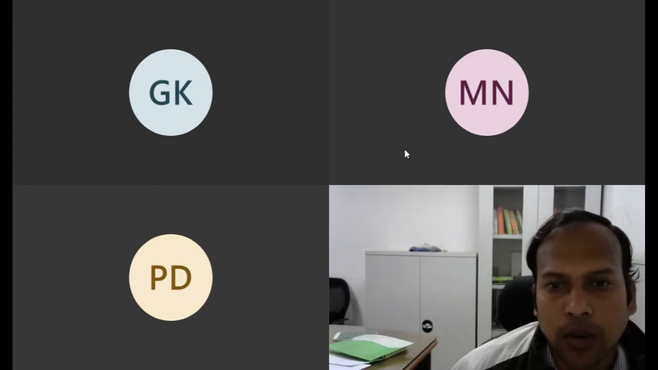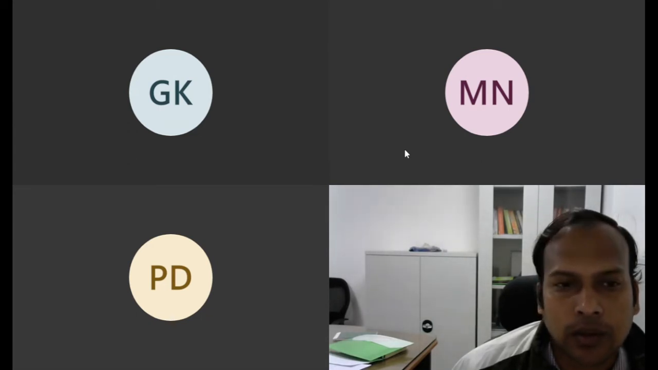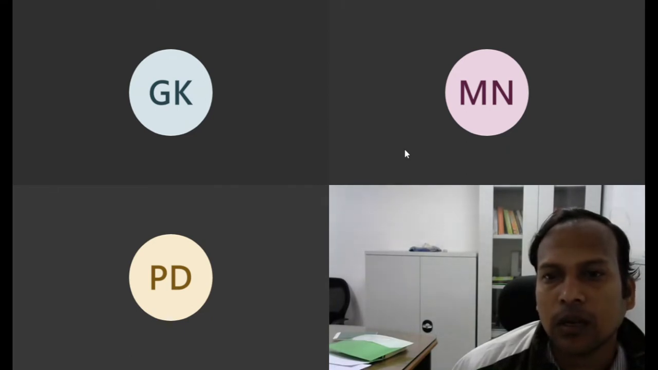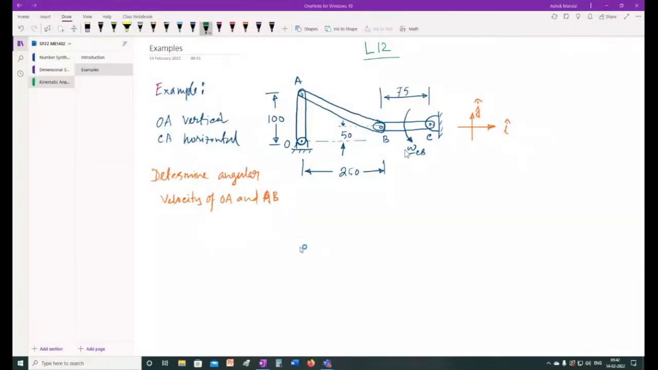So this is a problem for a link mechanism where for this instant one of the links OA is... this is not visible, right? No, sir. Is it visible now? Yes, sir.